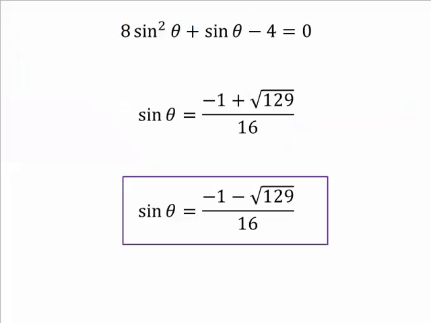Okay, now where is sine theta equal to -1 minus radical 129 over 16? Now notice this time I'm dealing with a negative number. The sine of the angle is a negative number. That means my angle is going to be negative, which means, remember, I'll end up with a negative angle, but I can't have a negative angle, so I have to add 2 pi.